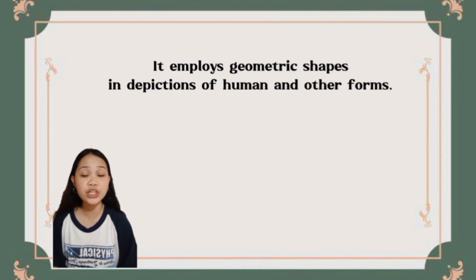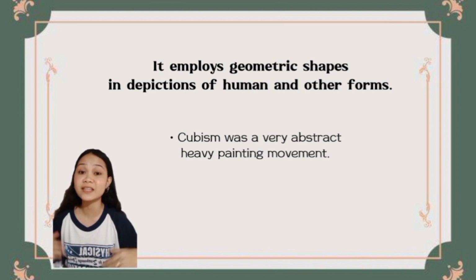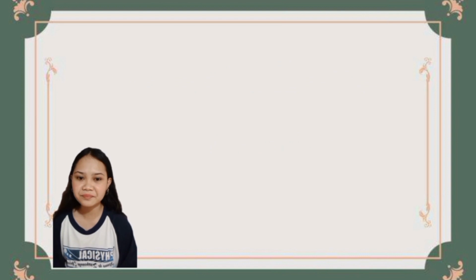Second, it employs geometric shapes in depictions of human and other forms. Over time, the geometric touches grew so intense that they sometimes overtook the represented forms, creating a more pure level of visual abstraction. Cubism was a very abstract, heavy painting movement, and its meaning is still debated by art historians today. Some people believe it was an attempt to represent the chaotic nature of modern life, while others argue that it was simply an exploration of new artistic possibilities.